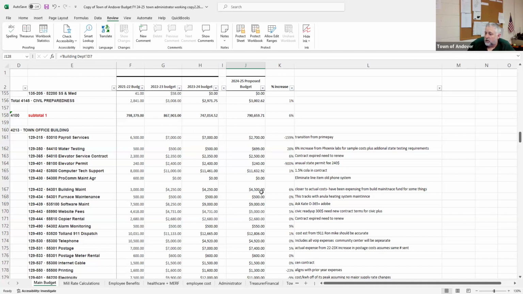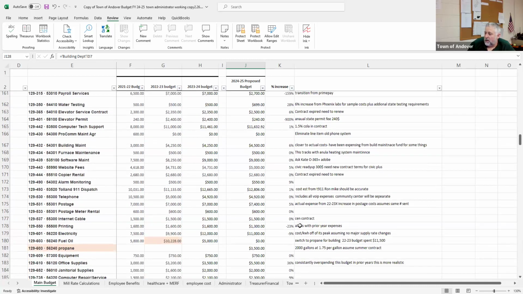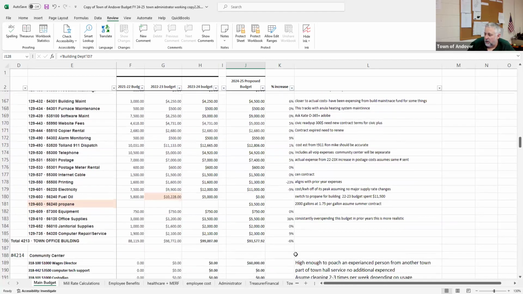Postage has gone up, so we're spending more. That's the US Postal Service. Can't really do a lot about that. Office supplies, we've held it low in the 3,000 to 3,500, but the reality is we're going through a lot more than that in office supplies for the town building every year. So I set it to what our actual expenditures were for the last year, which is about 5,500.